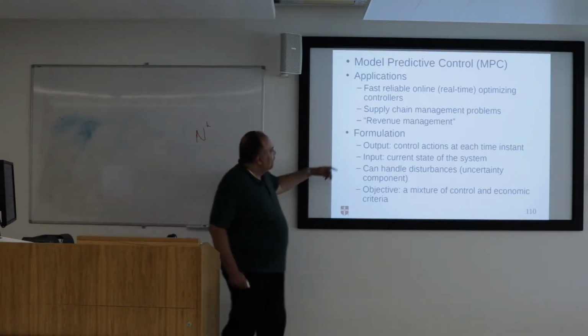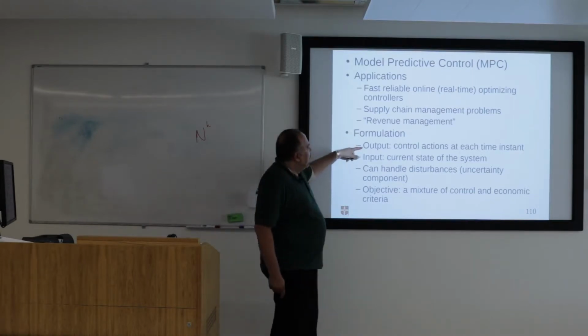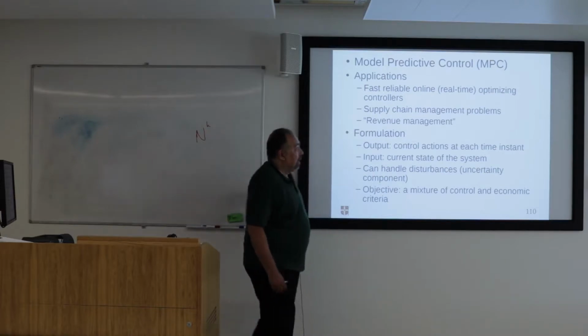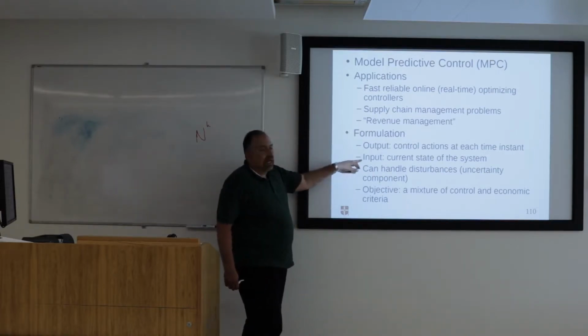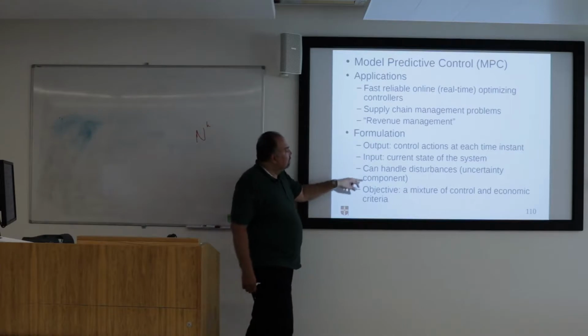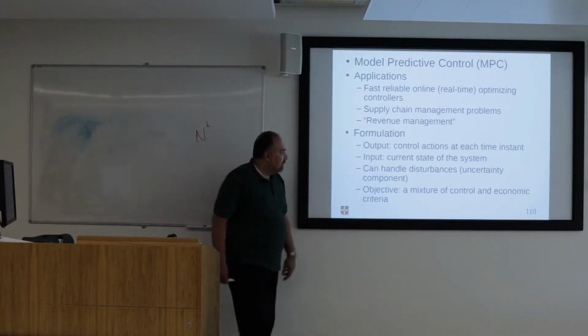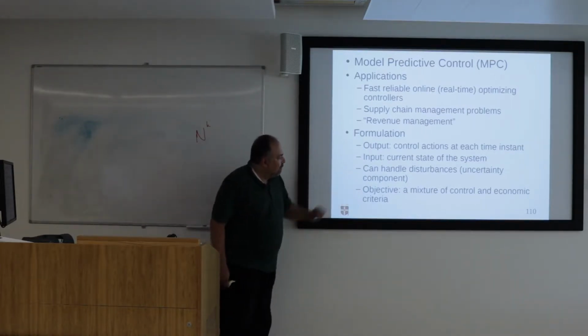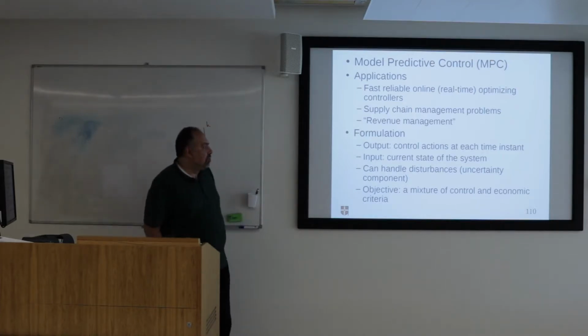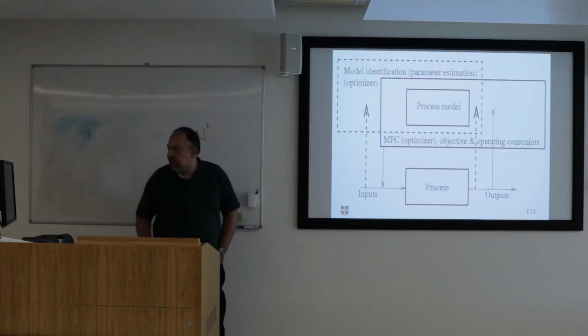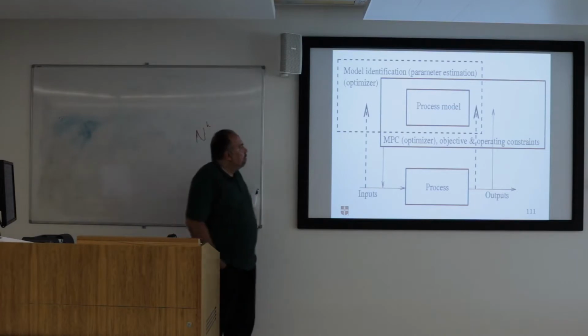So, what is the formulation? The formulation has an output, which is the control actions at each time instant. The input is the current state of your dynamical system, and it can handle disturbances. And the objective, as I said, is a mixture of control and economic criteria. And this is a diagram of how it works.